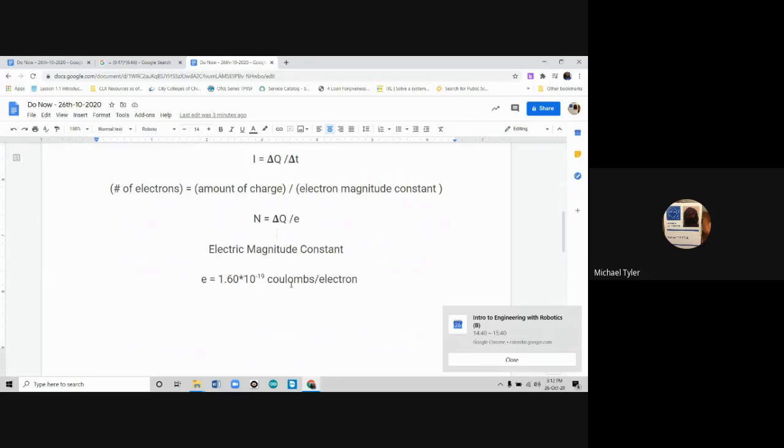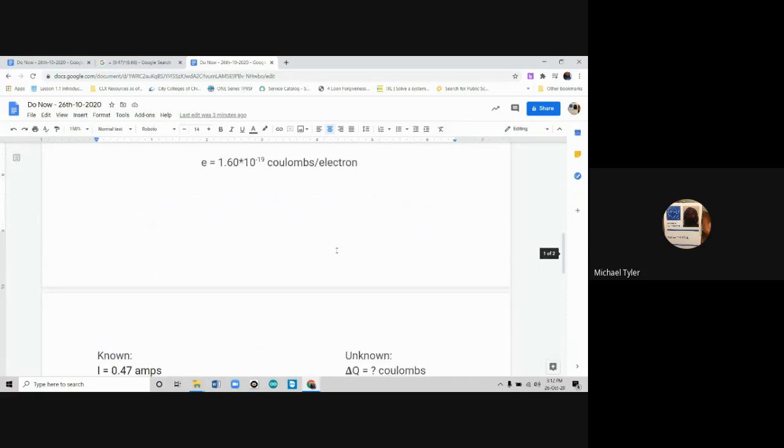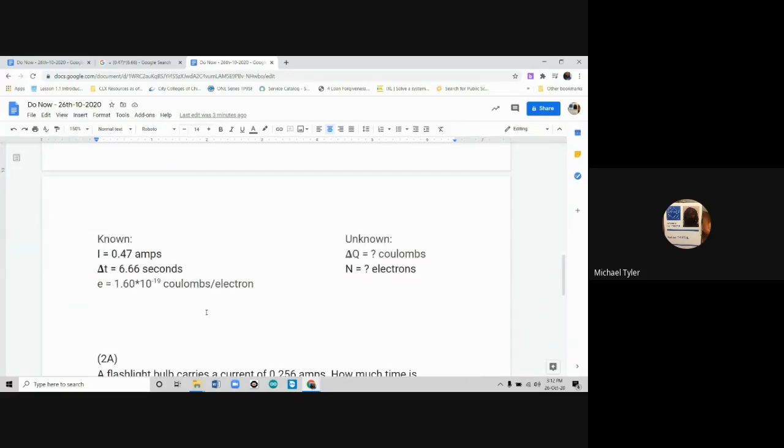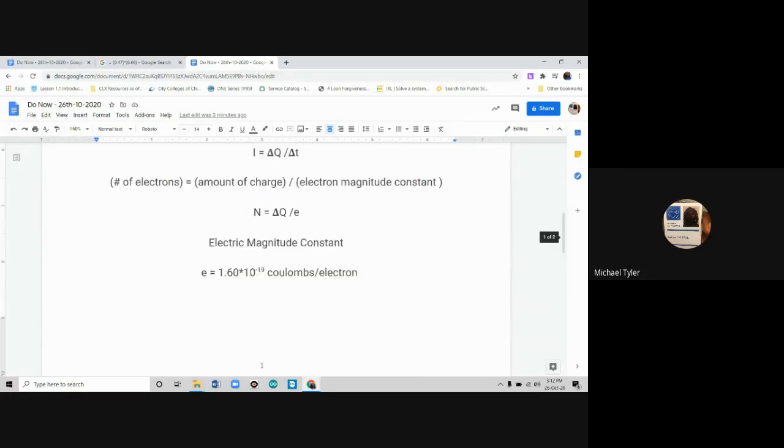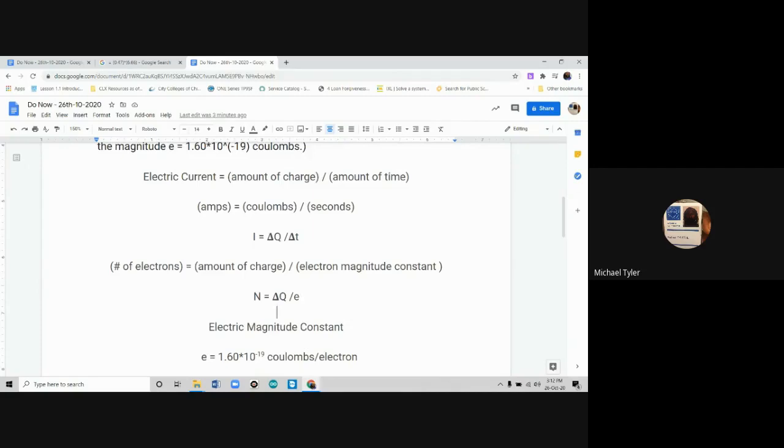Well, the electron magnitude constant, or electric magnitude constant, is e equals 1.6 times 10 raised to the negative 19 coulombs per electron. So far, so good, right? And then we go to our known values. Our known values are seen earlier on in the problem.